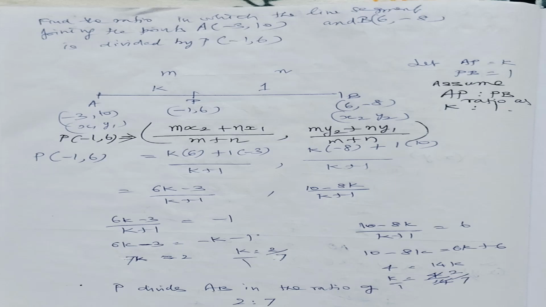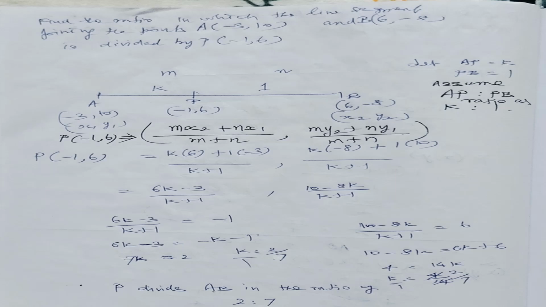Now, point P with coordinates (-1, 6) is given by the formula (mx2 + nx1)/(m + n), (my2 + ny1)/(m + n), where m is equal to k and n is equal to 1. So the denominator is k plus 1. Substituting the coordinates and the ratio value, you get (6k - 3)/(k + 1), (10 - k)/(k + 1) equal to the point P(-1, 6).